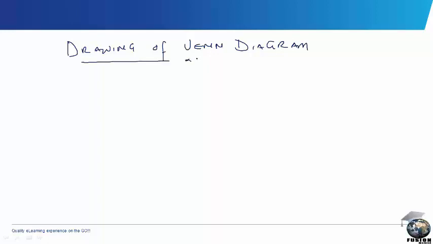In continuation to previous classes, we had about sets. We'll be talking about drawing of Venn diagrams. I want to believe that from previous classes we have grasped the meaning of Venn diagrams and what they represent. Sometimes you may be given the description of some sets and you are asked to draw a Venn diagram to represent the sets.